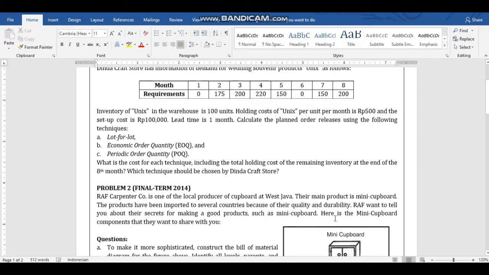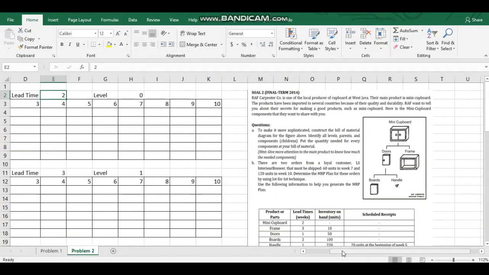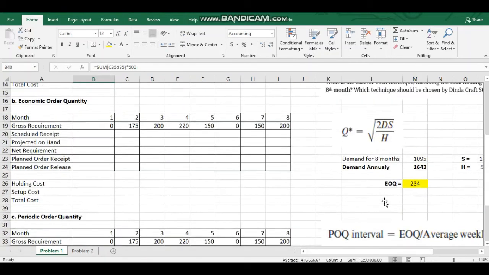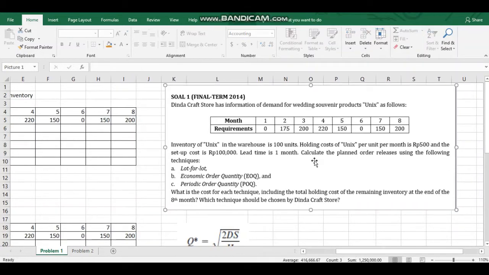Okay, let's do the problem. We're gonna do it in Excel just like usual. It's problem 1. So Dinda Craft Store has information of demand for wedding souvenir products as follows. Here are the given tables. There is a month and the requirements of the souvenir for each month, and then the inventory in the warehouse is 100 units. So it's the beginning inventory.